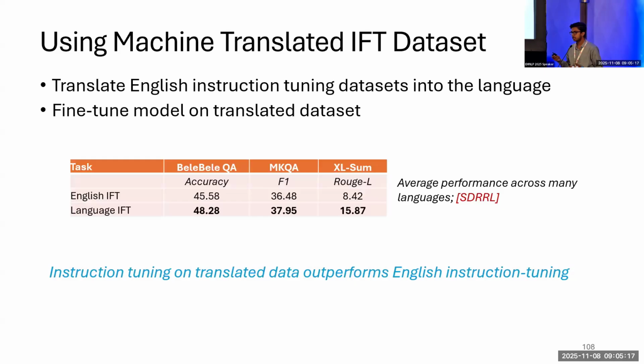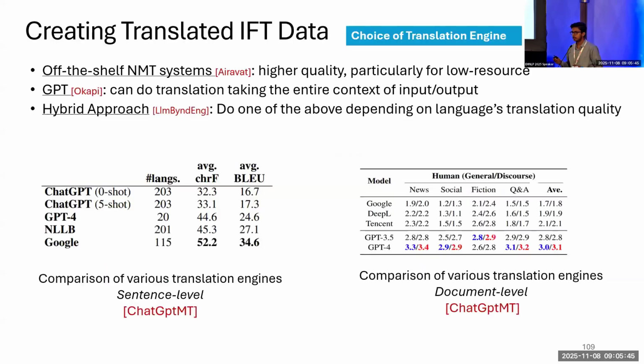Next, how do we generate in-language data? One, as we see during pre-training, we can also use machine translation. So what we do is translate the English instruction tuning data sets into the language and then fine-tune the model on the translated data set. Again, here we see that translating on instruction fine-tuning in-language data outperforms only English instruction fine-tuning. So yes, instruction tuning on translated data does help the model to perform on non-English data.